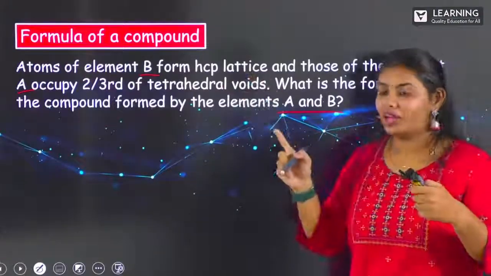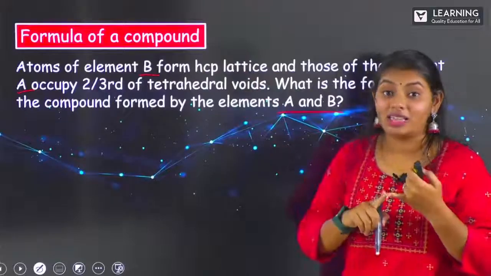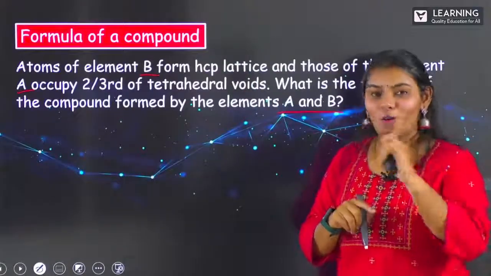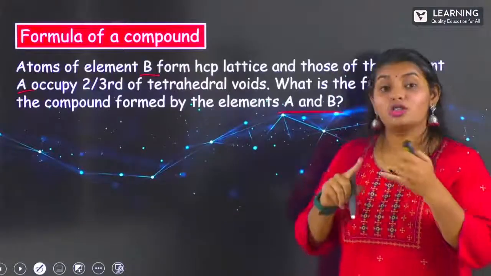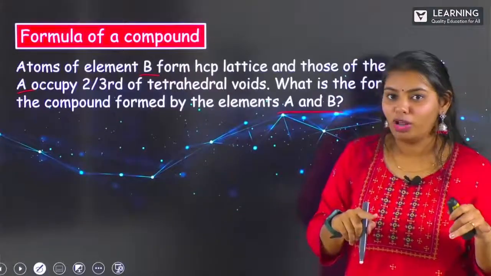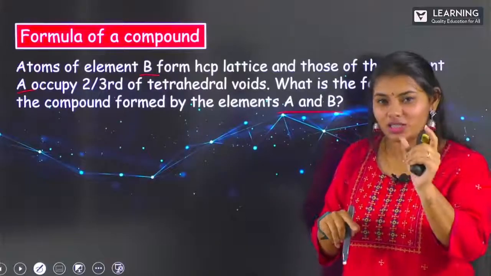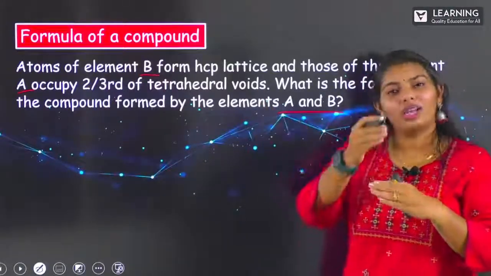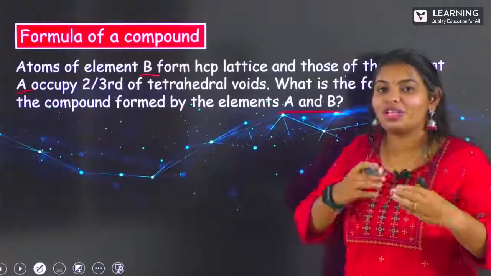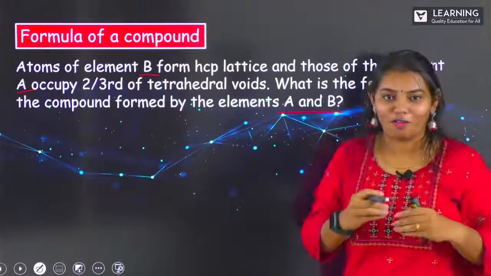B is going to be filling the HCP lattice. HCP lattice means it will be covering the spheres. You know what the formula for that is. And A will be occupying the tetrahedral voids. So tetrahedral voids means, what is the formula for that? That also you know. There's a fixed number, right? But A will be occupying only 2/3 of it. So from this you have to find out the formula of the compound.